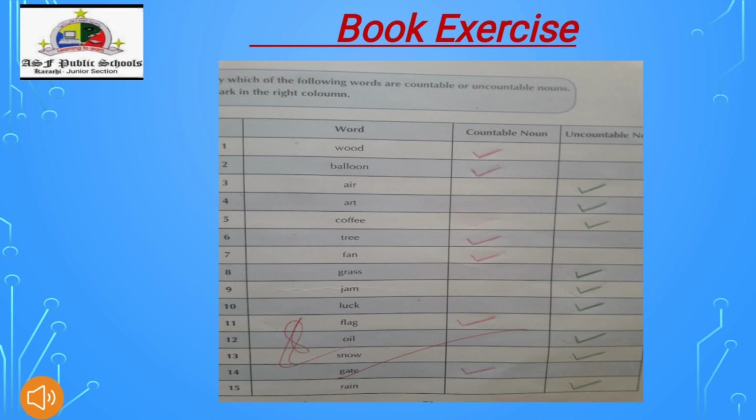Wood. Wood can be counted, so it's a countable noun. Balloon. Kids, can we count balloon? Yes, so it is a countable noun. Air. Kids, can we count air? No, we can't count air, so it is an uncountable noun. Same goes for art. We can't count art, so it is also an uncountable noun. Coffee. Coffee as well, uncountable noun.